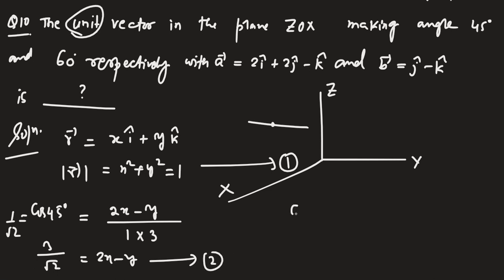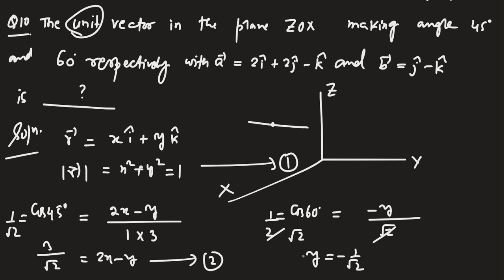Making 60 degree with the other vector, so cos 60 degree with this vector. So j is not present here, k is y, so minus y, and here b vector modulus is root over 2 and x square plus y square is 1. Cos 60 degree is nothing but 1 by 2. So now this is root 2. So we are getting y is minus 1 by root 2.